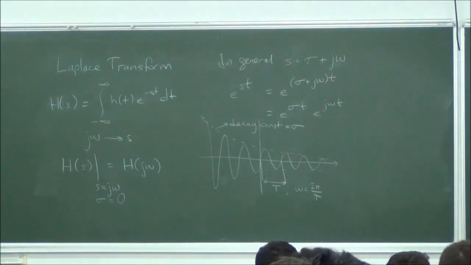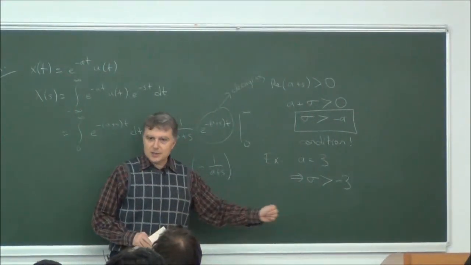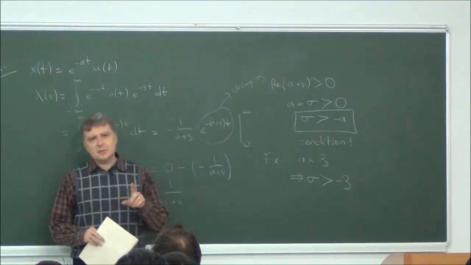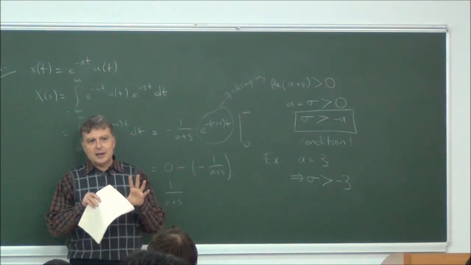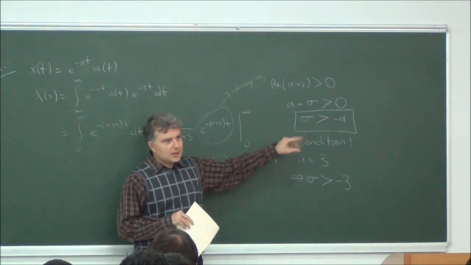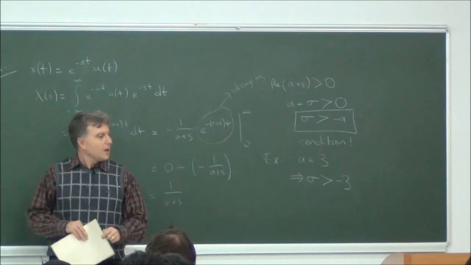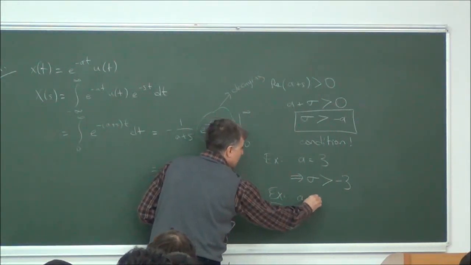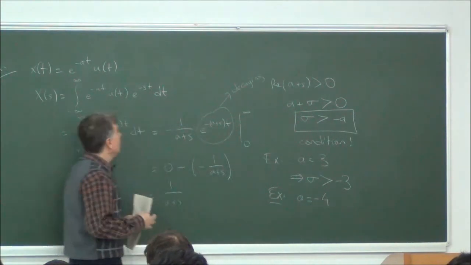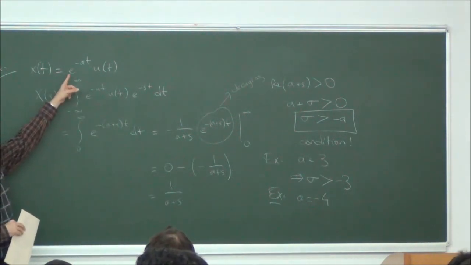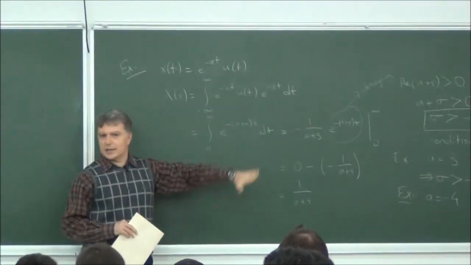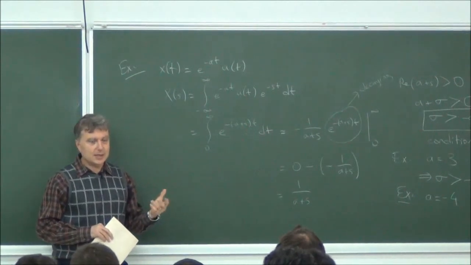So, sigma is greater than minus 3. Is sigma equal to 0 greater than minus 3? Yes, it is. So you immediately see that since sigma equal to 0 is in your condition limits, the Fourier transform exists. But it could be another signal where A is equal to, let's call, minus 4. If A is equal to minus 4, then this will be e to the 4t u of t, which is a very fast growing exponential, and the Fourier transform doesn't exist.